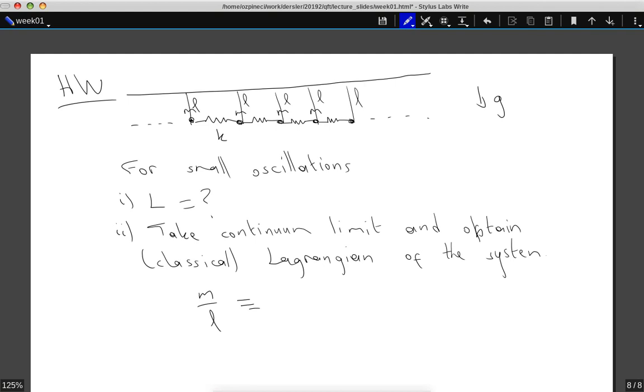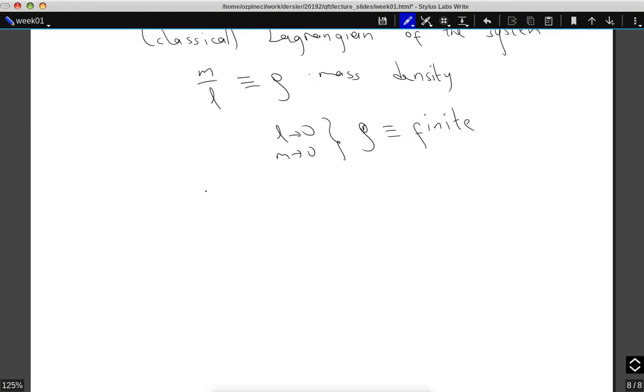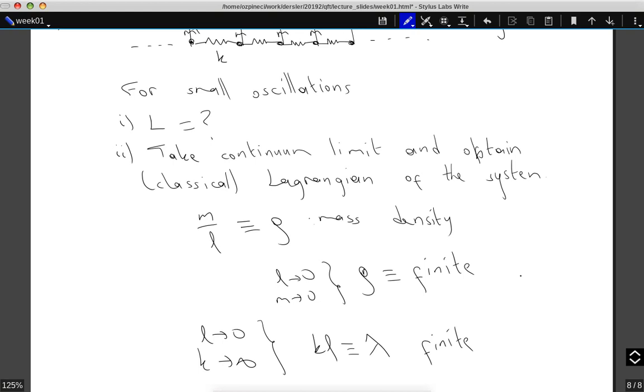Of course, in this limit, one thing you will need is m over L. Let's just call it rho. It's the mass density. As L goes to 0, m should also go to 0, such that rho is finite. And as L goes to 0, k will go to infinity, such that k times L, let's give it some name, lambda, is finite.